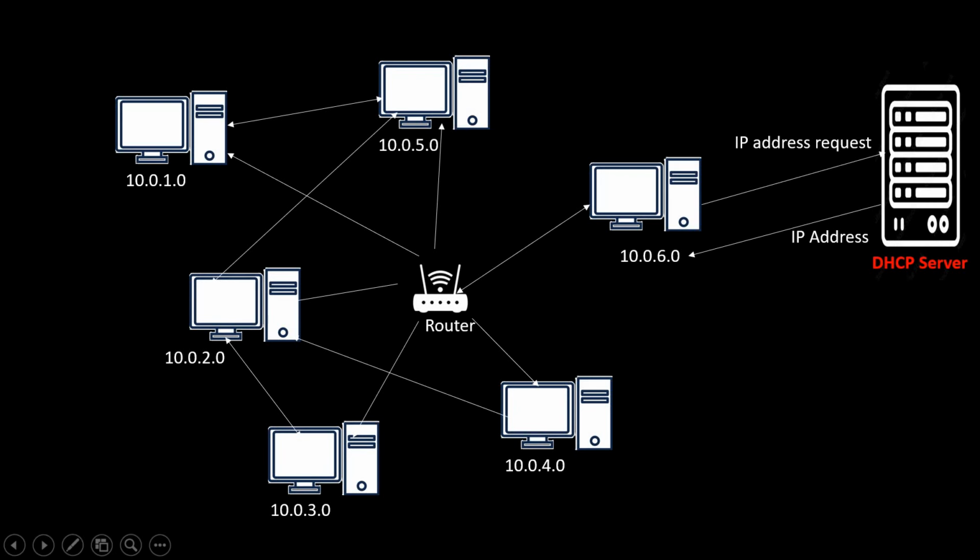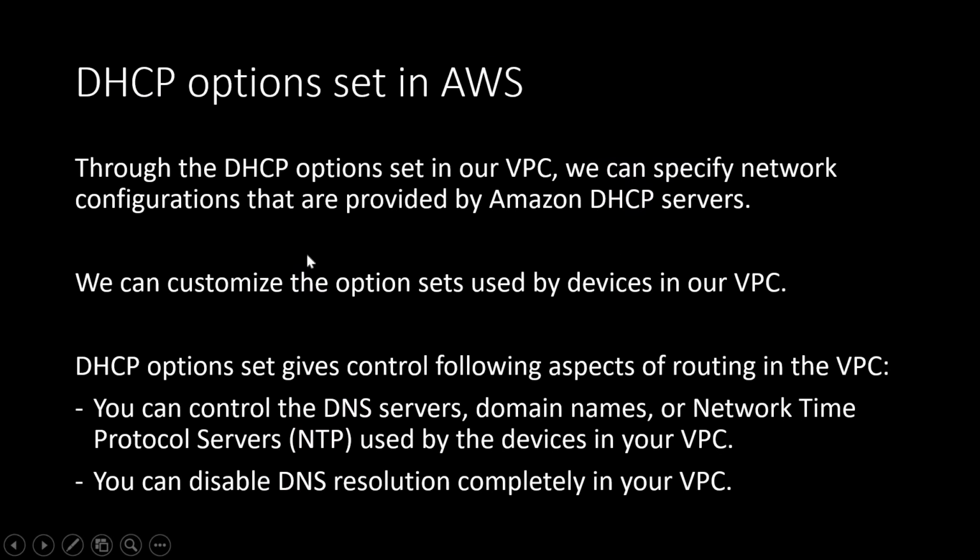All these things are also done in AWS whenever we add a new EC2 machine on our AWS network, or in our AWS VPC. In the background, all these DHCP server IP addressing and other configurations are done by AWS. And through the AWS DHCP options set, we have the option to configure some of the settings. So let us see in the next slide what all we can do using DHCP options set in AWS.